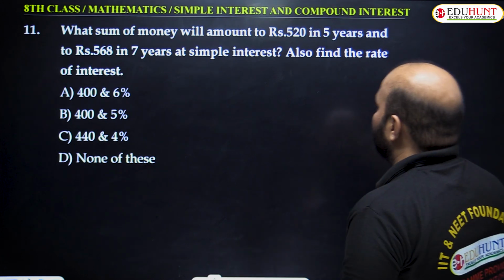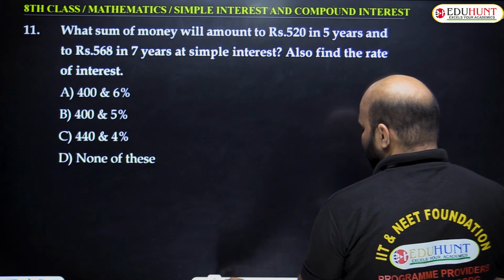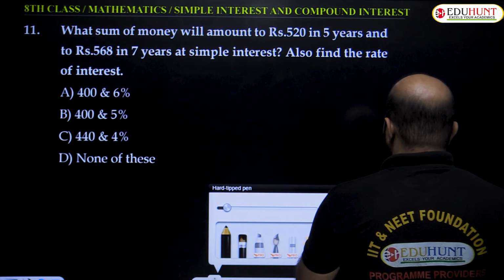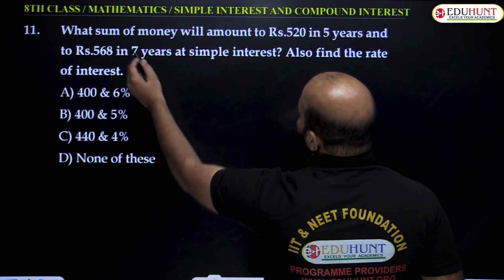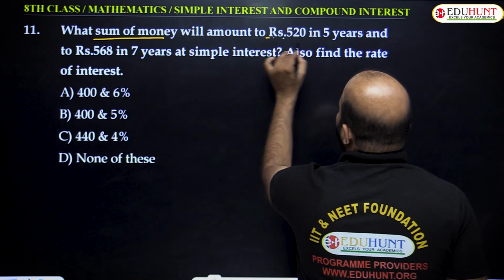Am I clear? Here two types of amounts are given, the 5 years amount as well as the 7 years amount. You don't know the principal and rate, so that will be asked at the end. Clearly we need to notice that a certain sum of money, nothing but the principal, you don't know. So this is the amount in 5 years.